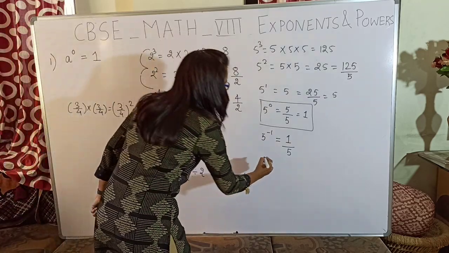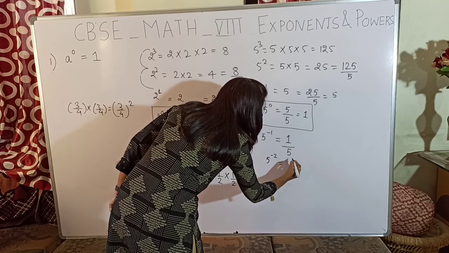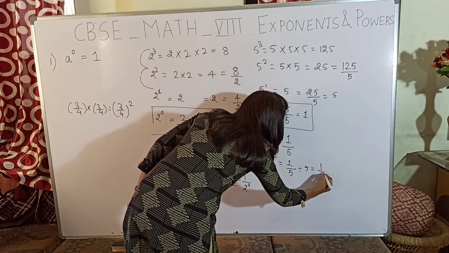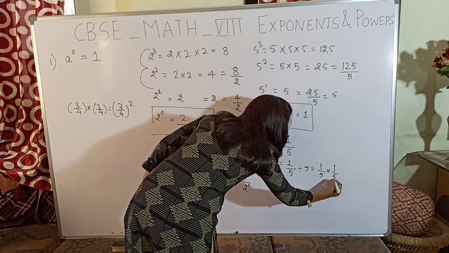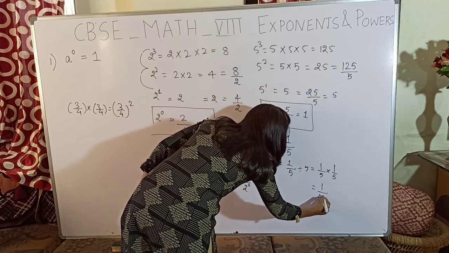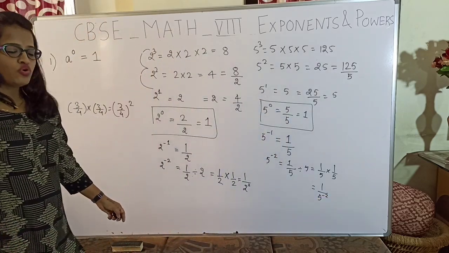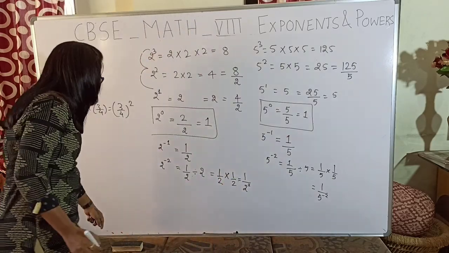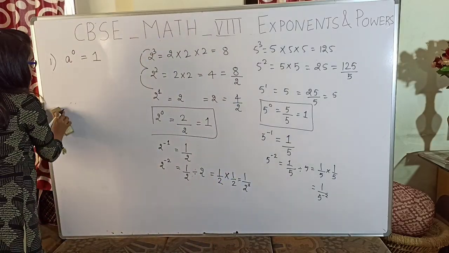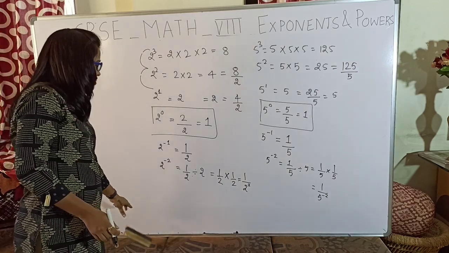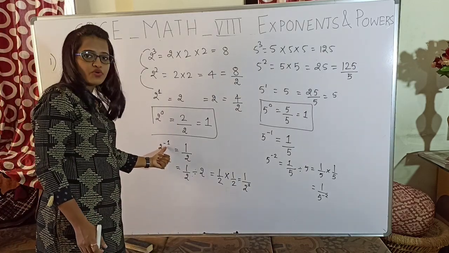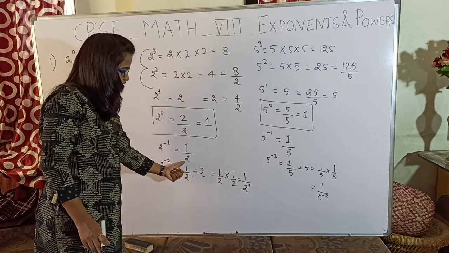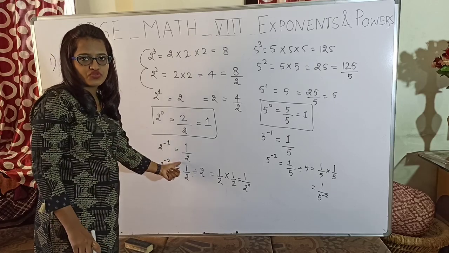By the same pattern here, 5 raised to minus 2: whatever is the previous number, divide it by 5, which will give me 1 by 5 into 1 by 5, which is nothing but 1 upon 5 raised to 2. So from these two examples, we come to know the second law of exponent, which says, see, when the exponent power was negative and you shift that number to the denominator, the power became positive.